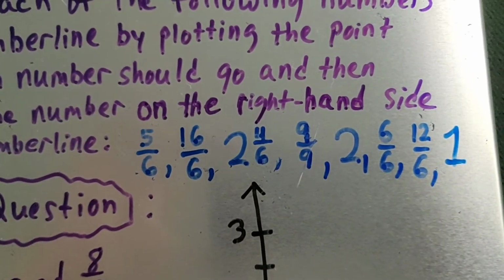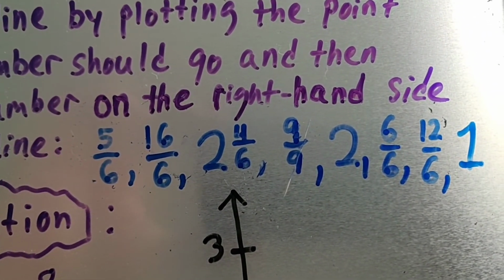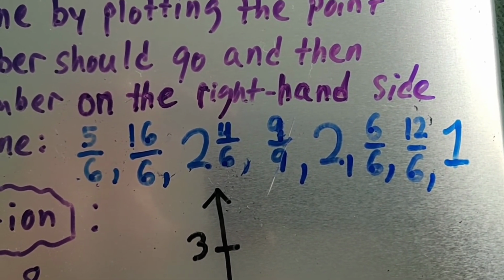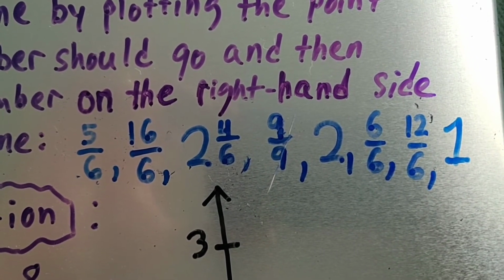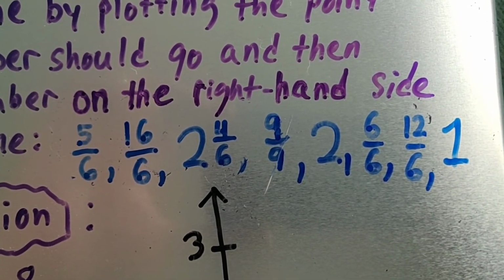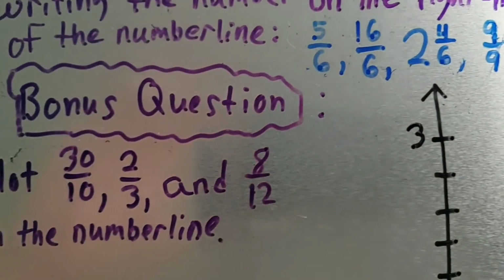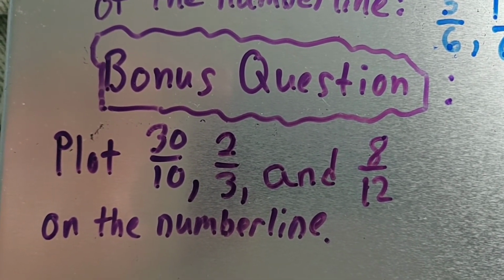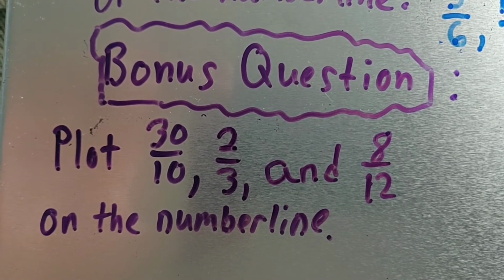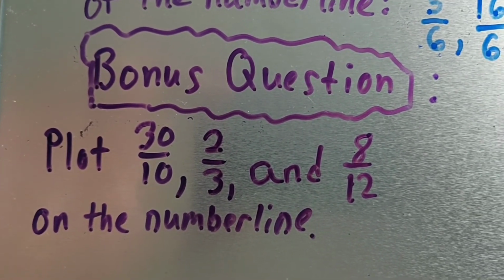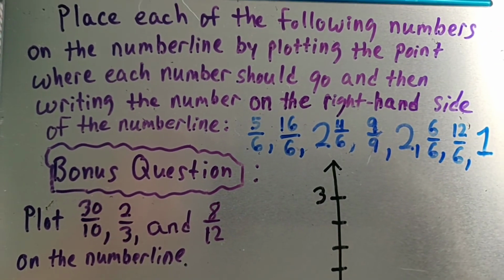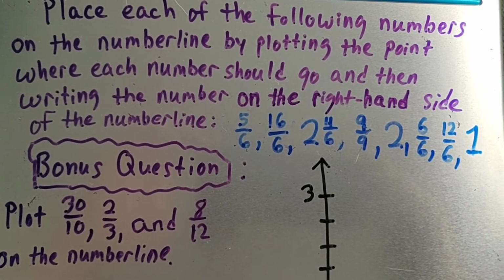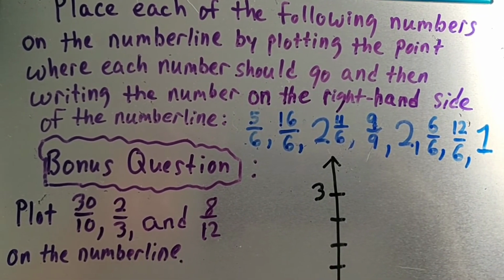And then you're going to go ahead and do your best to plot these numbers on the number line using the strategies that we've reviewed today and that we've learned in the past. And then for your bonus question, you're going to think about how you could figure out what the equivalent numbers are for these and plot those on the number line also. So go ahead, pause the video, draw your number line, plot as many of these as you can, and then we're going to come back and review it. Pause the video.